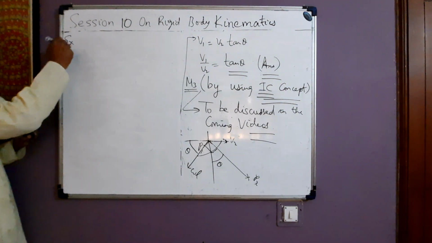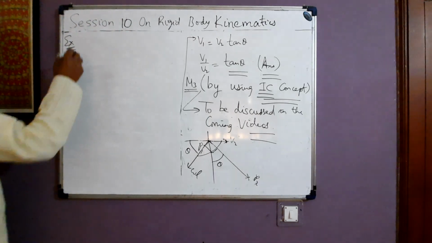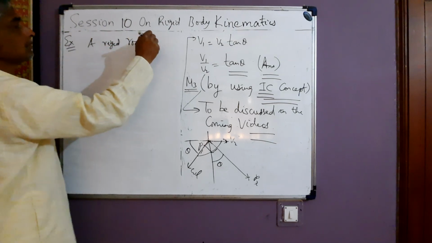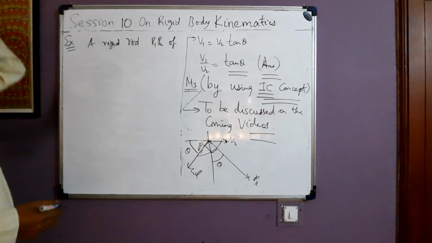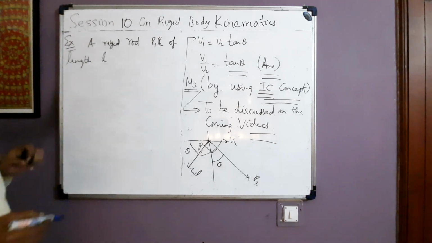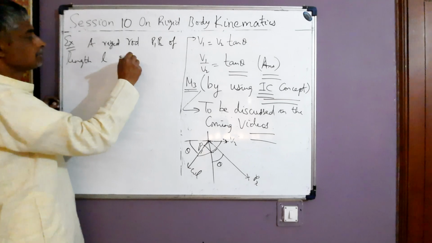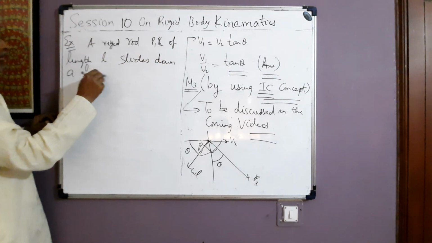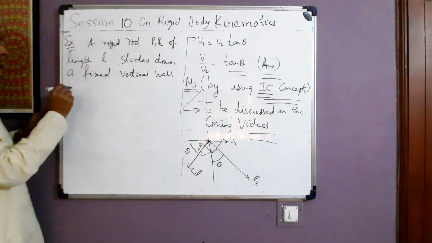I'll discuss one more question in this 10th session on rigid body kinematics. The question is this: a rigid rod P1 P2 of length L slides down a fixed vertical wall, as shown.